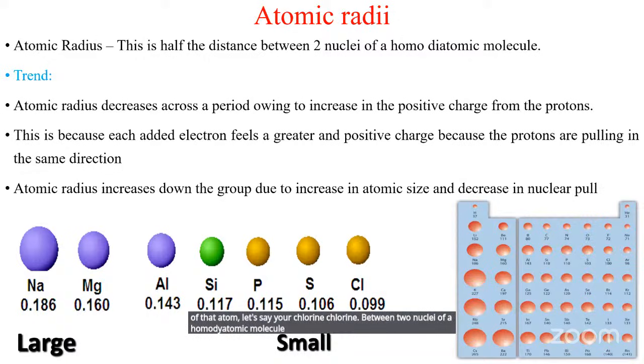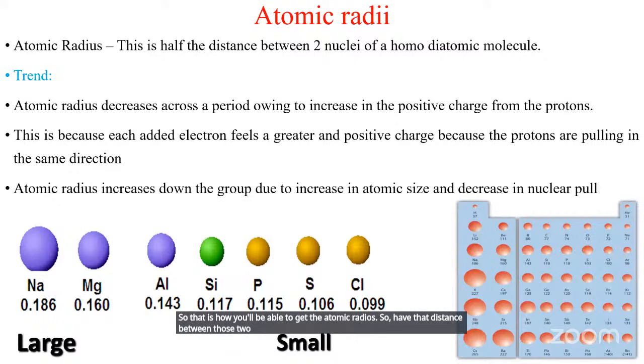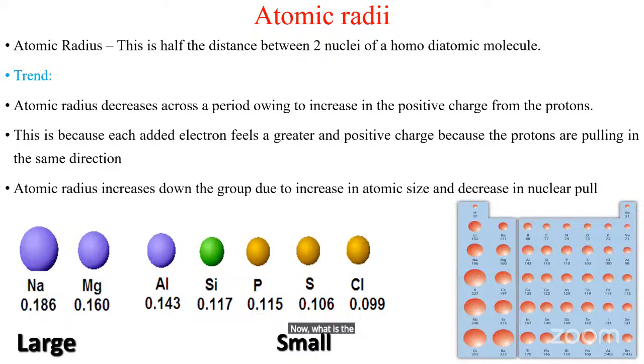So between your chlorine, so Cl2, that means you have two chlorine atoms. So that is how you'll be able to get the atomic radius. The distance between those 2 atoms will give you the atomic radius. Now, what is the trend? We have known what atomic radius is. What is the trend? Across the period and down the group.